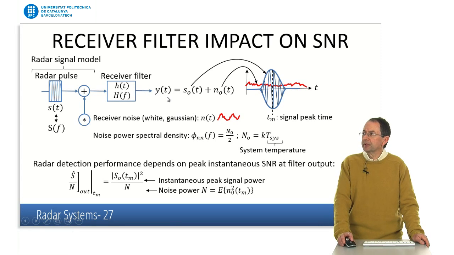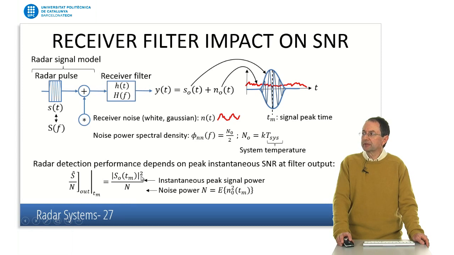Okay, let's analyze this problem. The output of the filter actually contains a signal, which is this blue, and a noise component, which is this red line here. So our intention will be to maximize the target peak amplitude with respect to the noise level. How to do that? Well, let's define the signal-to-noise ratio in a radar way, because we are not interested in the signal average power. We are interested in the peak power of the signal.